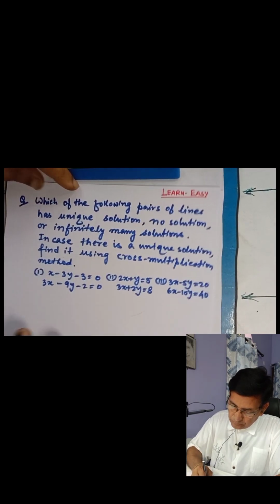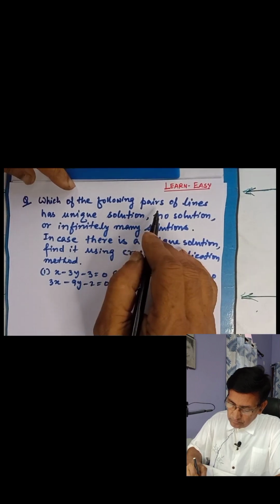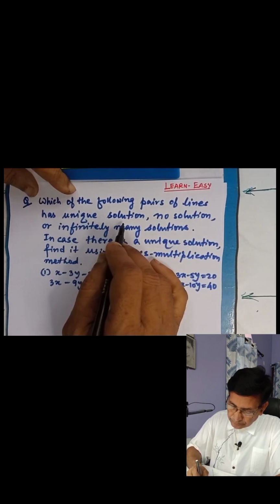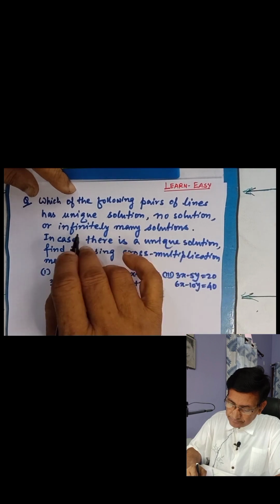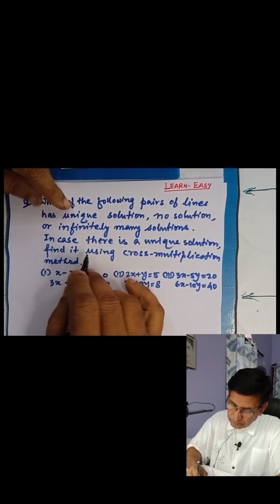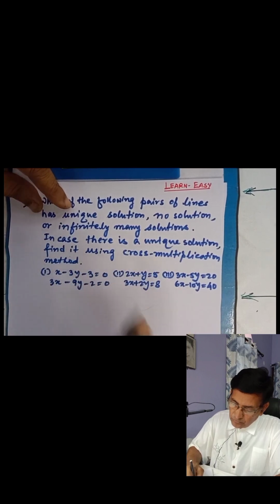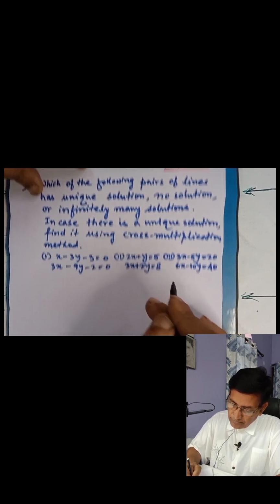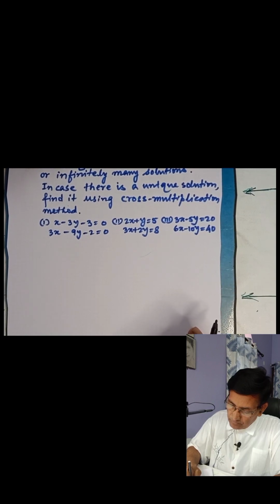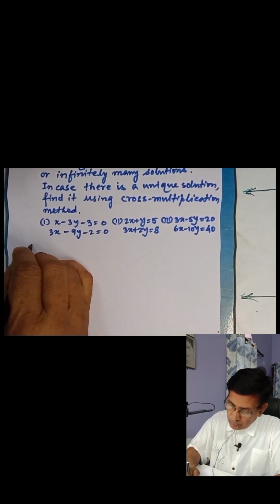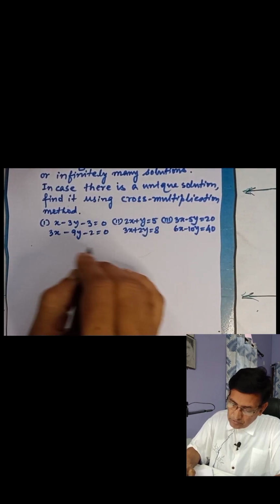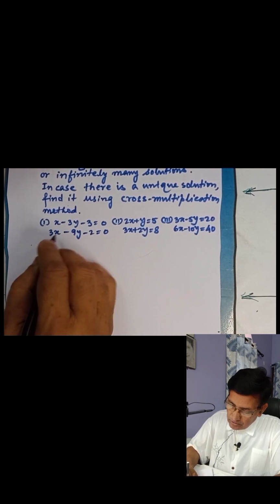The sum is: which of the following pairs of lines has a unique solution, no solution, or infinitely many solutions? In case there is a unique solution, find it using the cross multiplication method. These are the pairs of lines.